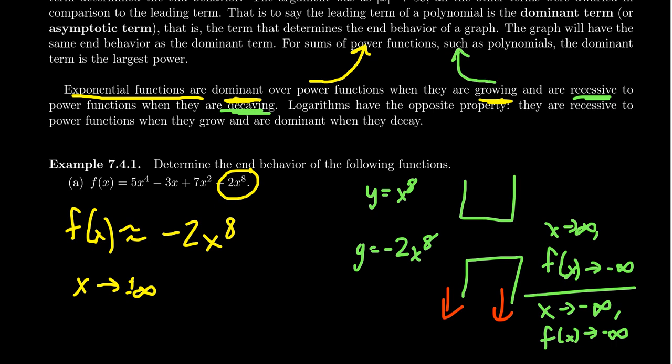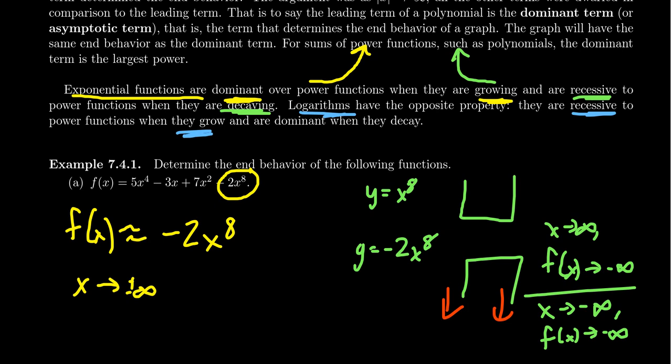But compared to the growth of this exponential, the power function can't compare to it. So exponentials dominate all power functions when they're growing, and they're recessive to all power functions when they're decaying. Logarithms are going to, of course, do the exact opposite because they're the inverses of exponentials. When you have a logarithm, they're recessive to power functions when they're growing.